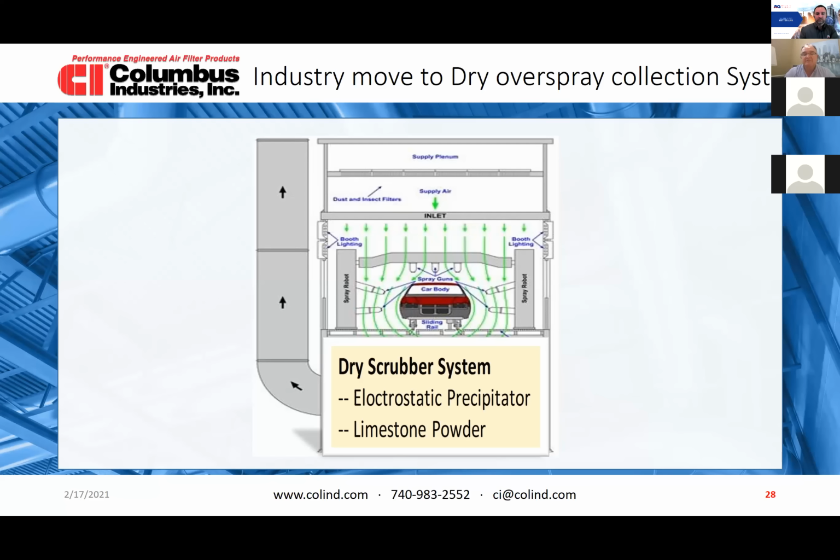There are the electrostatic precipitators and the limestone enhanced scrubbers. With limestone, they launch limestone into the airstream so that the paint particles conglomerate and make bigger clusters, which makes them easier to capture.